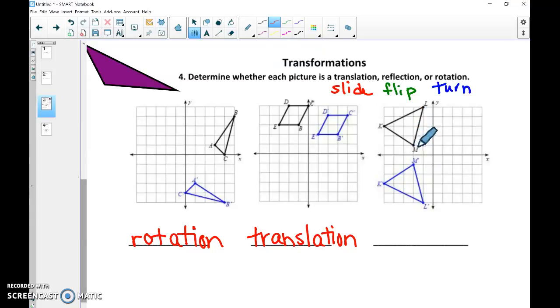And you can even look at the points. M is 1 space away here, and it's 1 space away there. L is 5 spaces away here, 5 spaces away here. So it's perfectly flipped over. It's a reflection.